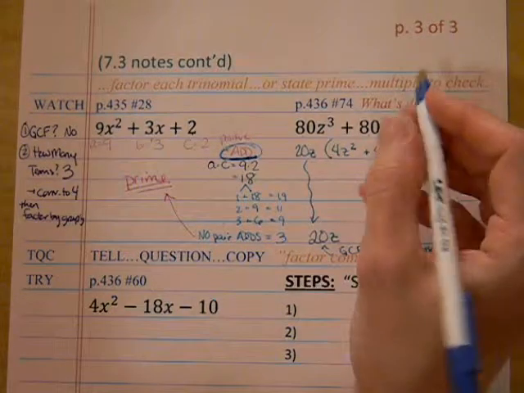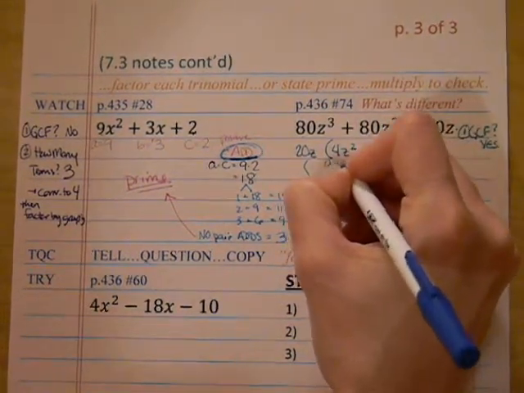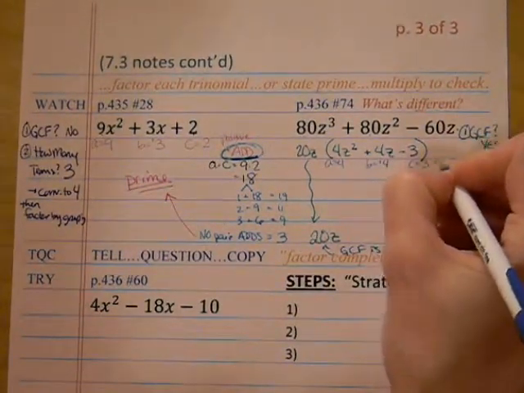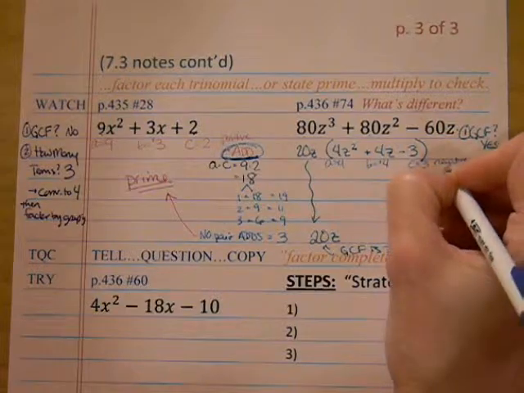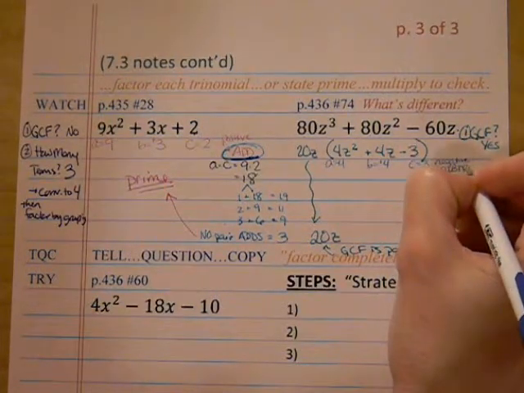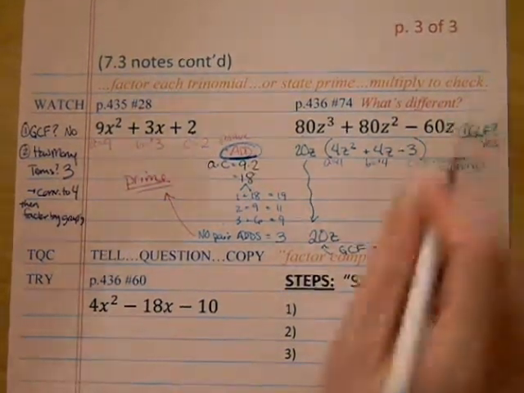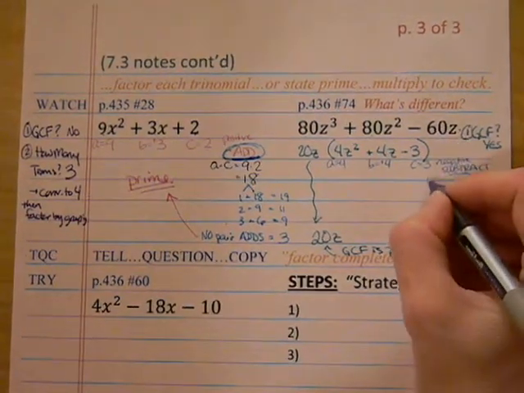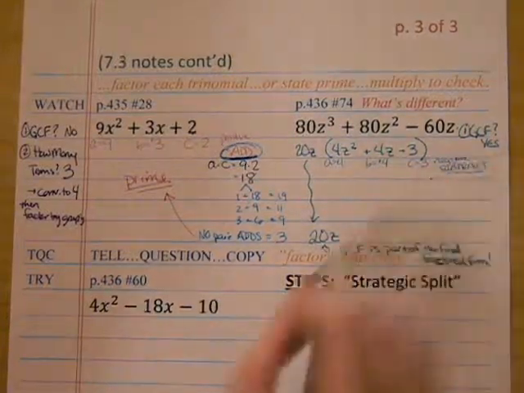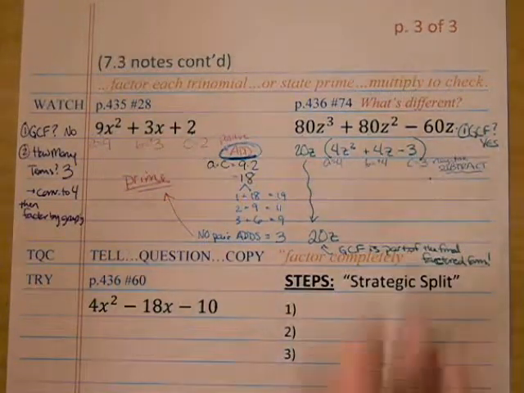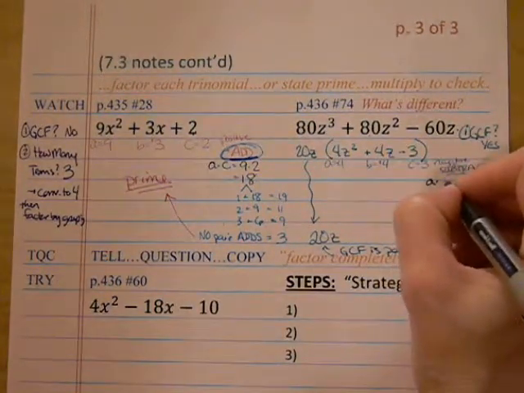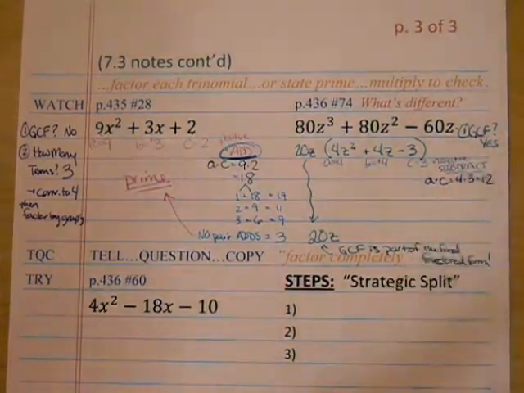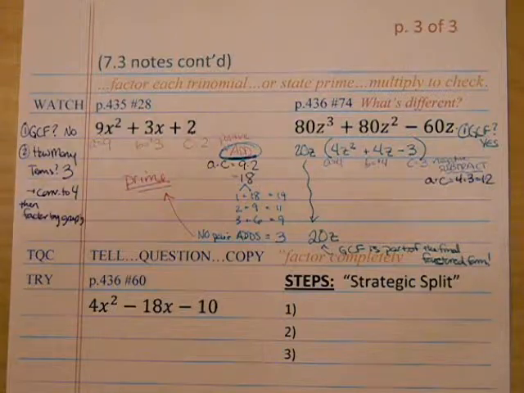So we're bringing the GCF down. And now we look at what we have here. We've got an A value of 4, B value of positive 4, C value of 3, and it is negative, which means we're going to subtract our pairs to see if we can find the strategic split. So we take our A times C, in this case our 4 times 3, which is 12. And then we're going to split it.